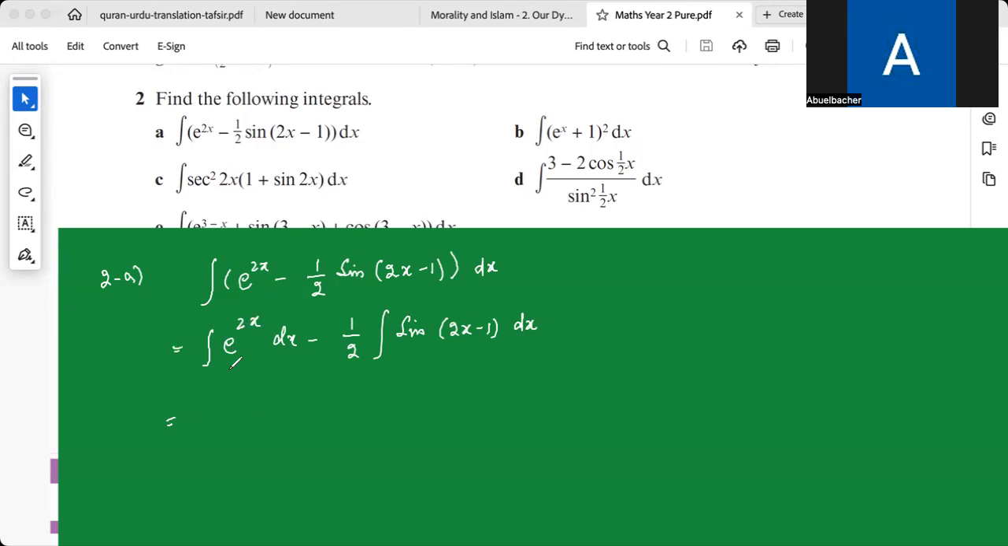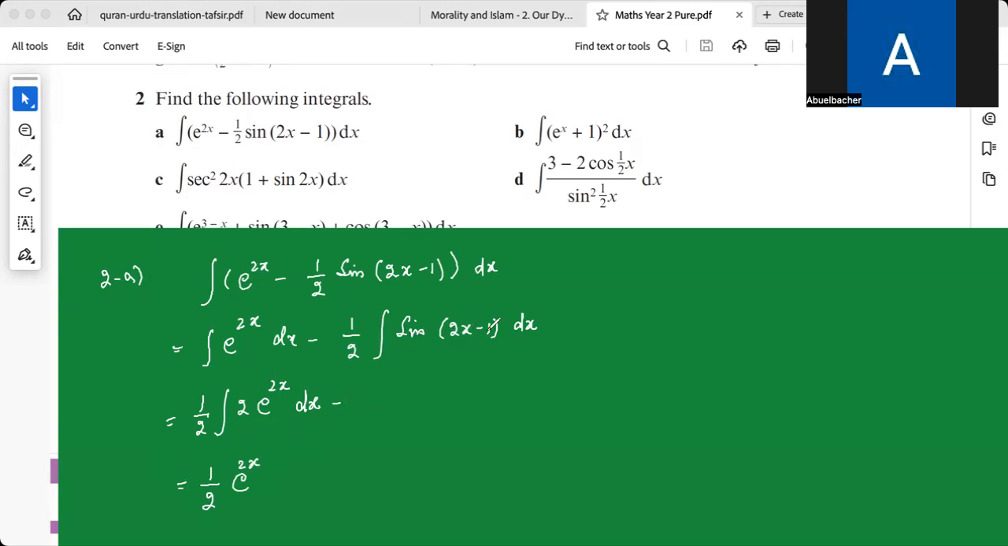Here, if we have this function and we divide it by 2 and we multiply it by 2, now we can see that this 2 is the derivative of the power of this exponential function. So this answer will be simply the function, meaning e power 2x over 2. Similarly, here we have 2x minus 1. Wait, wouldn't it be e power 2x? Yes. So here we have a 1 over 2 sin 2x minus 1.